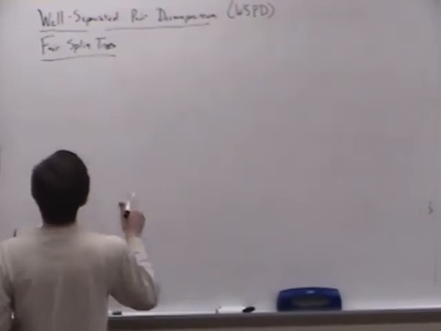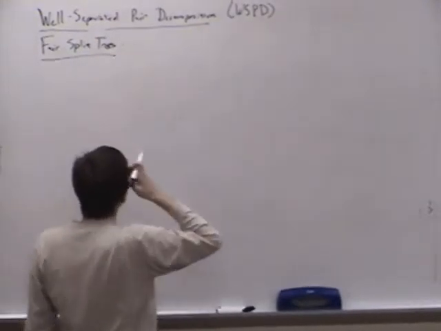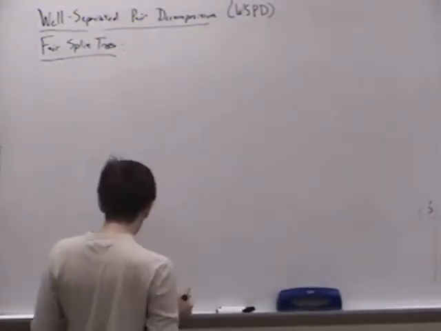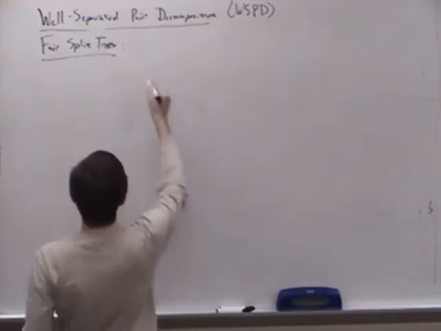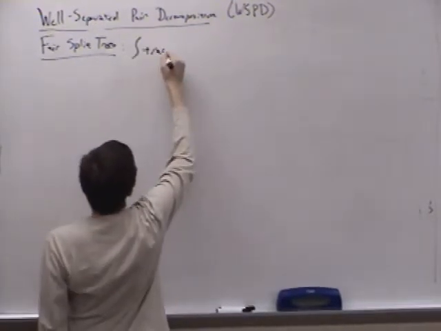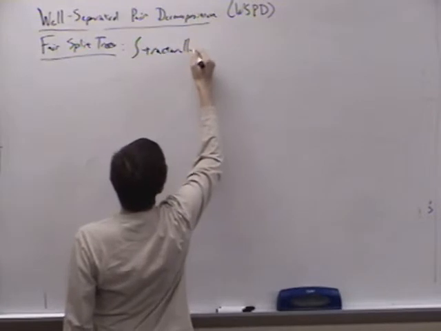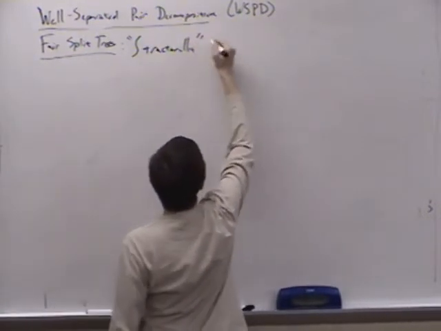So OK, fair split trees. They're structurally the same thing as KD trees. What do I mean by that, right?